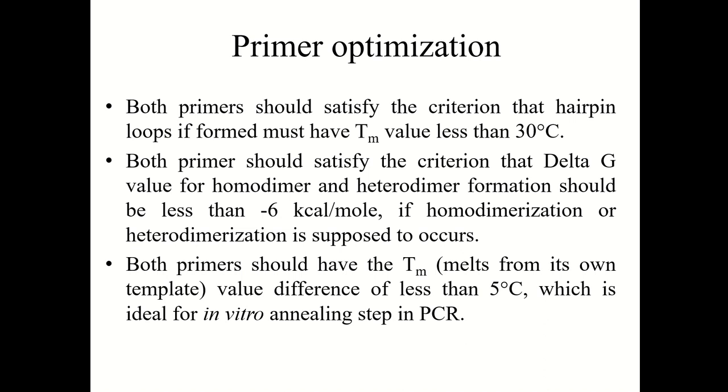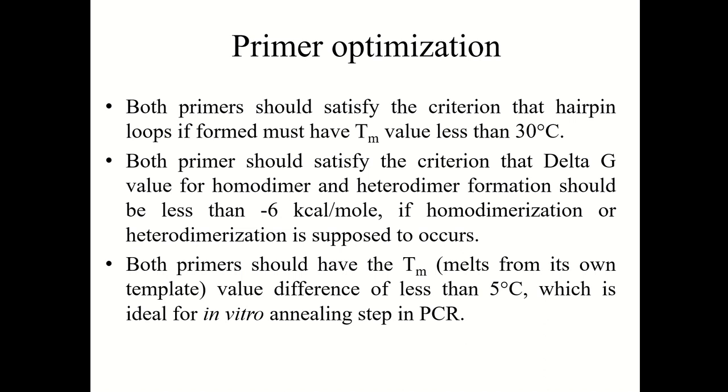So to check these qualities we use the Integrated DNA Technologies page or any other software tools. We paste the primer sequence and we look for hairpin loop formation, homodimer formation and heterodimer formation. The report comes in with the delta G value, but the ideal quality is that homodimer formation or heterodimer formation should be less than minus 6 kilocalorie per mole. This energy is not possible within a PCR tube. So there is no chance for formation of homodimer or heterodimer, if supposed to occur.